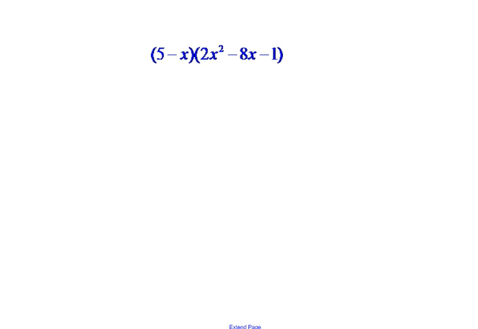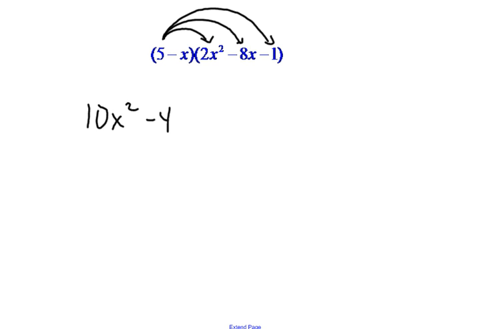All right, here's our last one. Again, it's a binomial times a trinomial. So we're going to take the first one times all those pieces. 5 times 2x squared is 10x squared. 5 times negative 8x is negative 40x. 5 times negative 1 is negative 5.